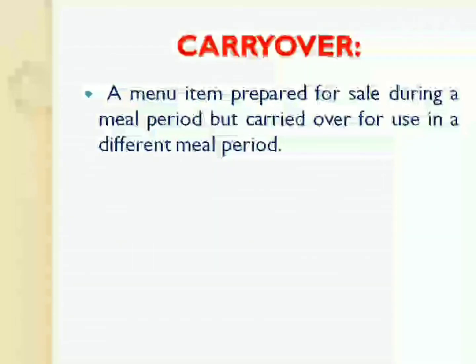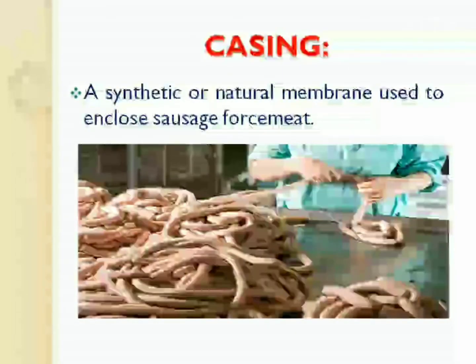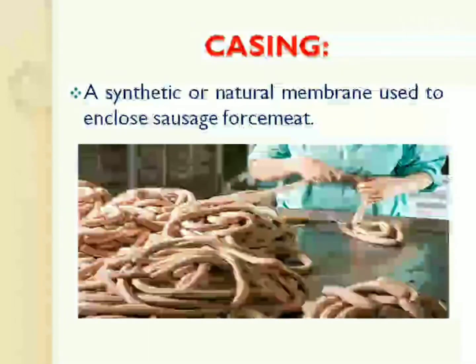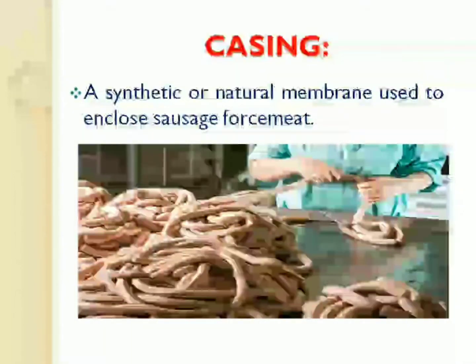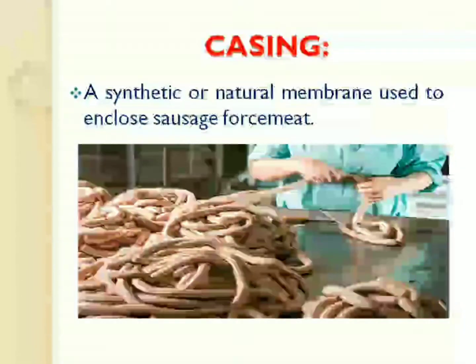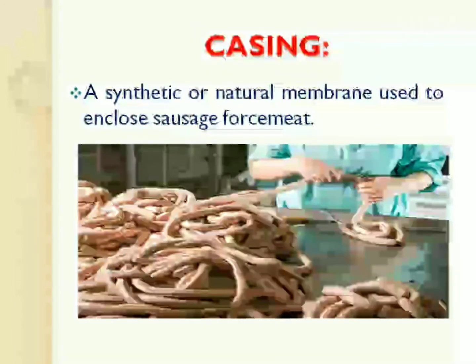Then next is casing. Casings are also known as sausage skin or simply casing. It is the material that encloses the filling of a sausage. Basically, it is a synthetic or natural membrane that is used to enclose sausage meat. Natural casings are made from animal intestines or skins.